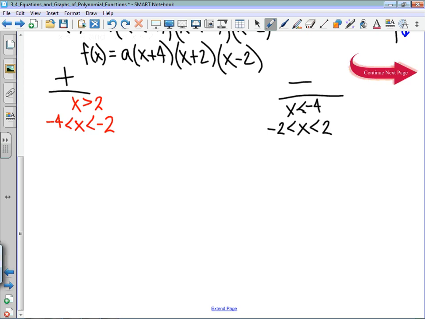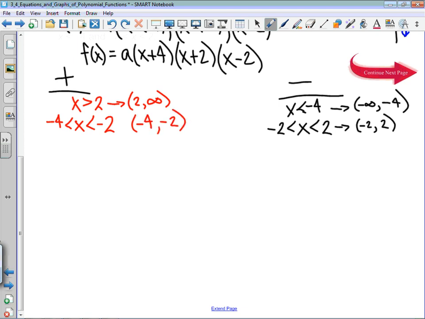So writing these out in interval notation, if x is less than -4, that means that -infinity is the lower bound and -4 is the upper bound. If x is greater than -2 and less than +2, -2 is the lower bound and +2 is the upper bound. For the red, or when the function is positive, if x is greater than 2, 2 is the lower bound, and infinity is the upper bound. And between -4 and -2, -4 is the lower bound, and -2 is the upper bound.